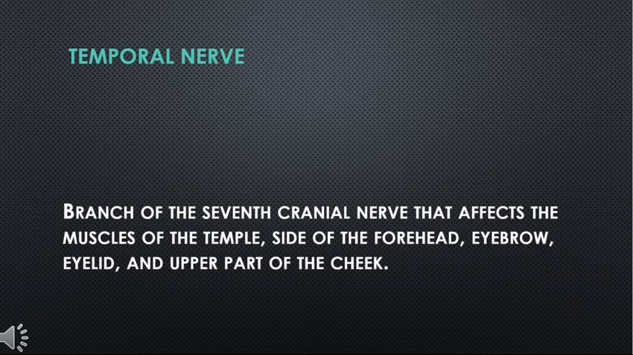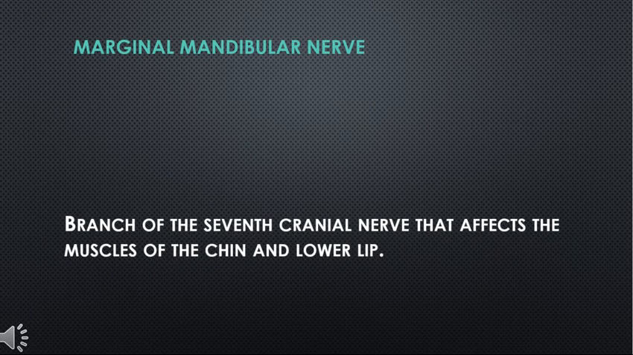Temporal nerve. Branch of the 7th cranial nerve that affects the muscles of the temple, side of the forehead, eyebrow, eyelid, and upper part of the cheek. Marginal mandibular nerve. Branch of the 7th cranial nerve that affects the muscles of the chin and lower lip.